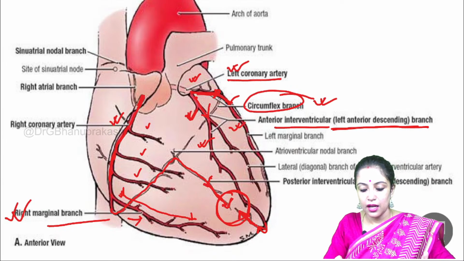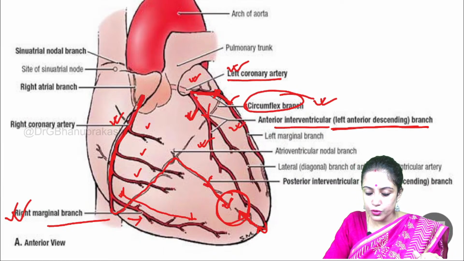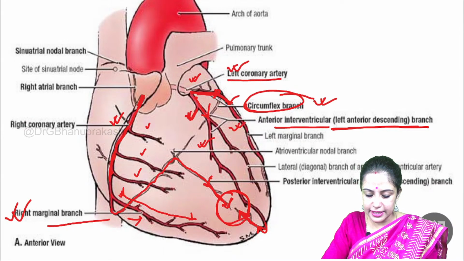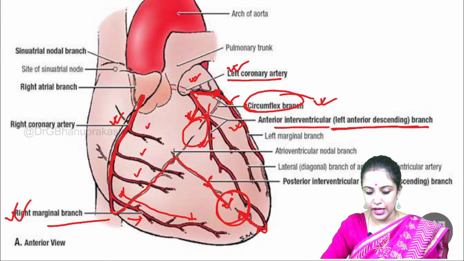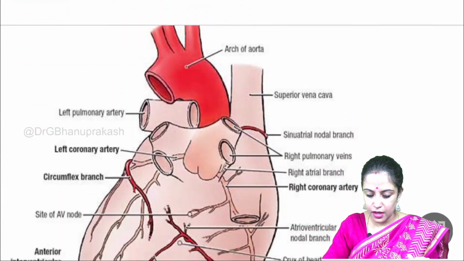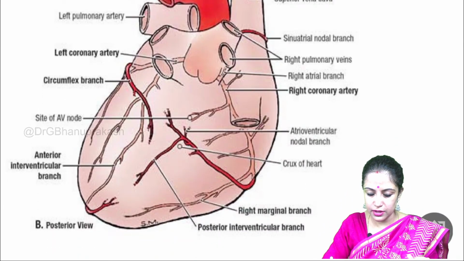It runs laterally and then it winds backwards. It goes backwards into the posterior atrioventricular groove, and ultimately it also anastomoses with the branches from the right coronary artery. So this is in short about coronary circulation. Okay, this is the posterior aspect. I have already described the posterior aspect.